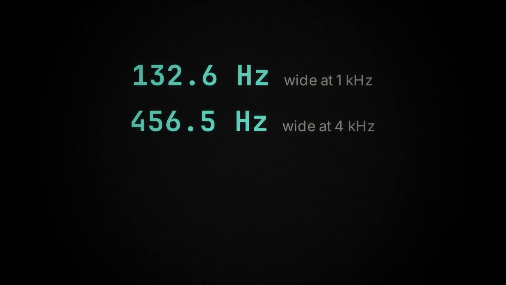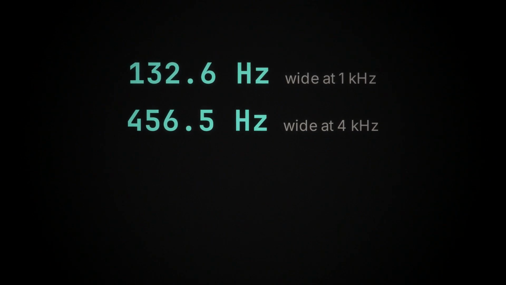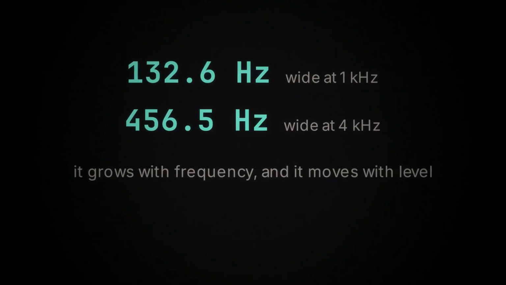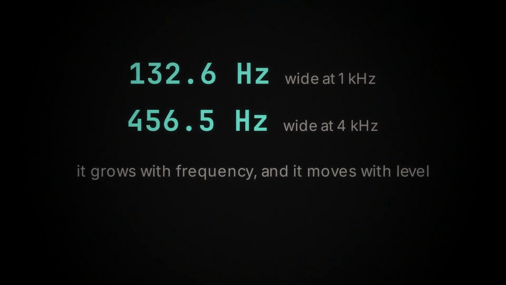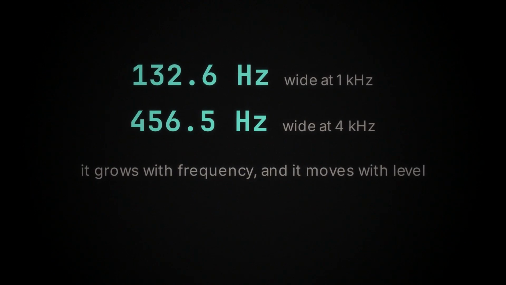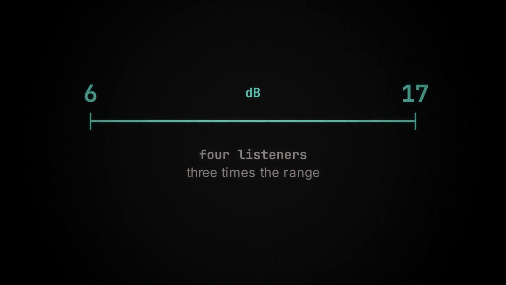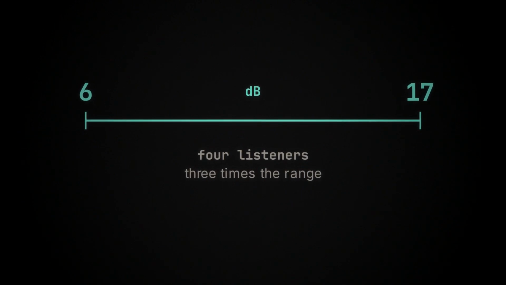There's a bandwidth people quote for this, and it's a real model. About 130 Hz wide at 1 kHz, about 450 at 4. It grows with frequency, and it moves with level, and it's not a wall. In one experiment with a 4 kHz signal and a masker at 2.4, the suppression they could infer ran from 6 decibels to 17 across 4 listeners. 4 people, 3 times the range.